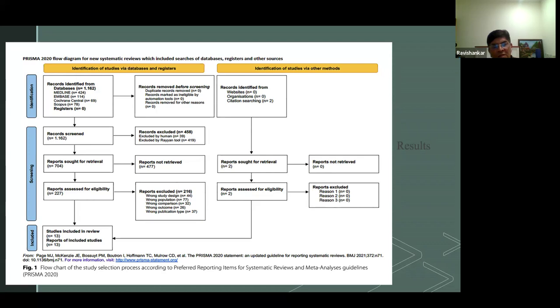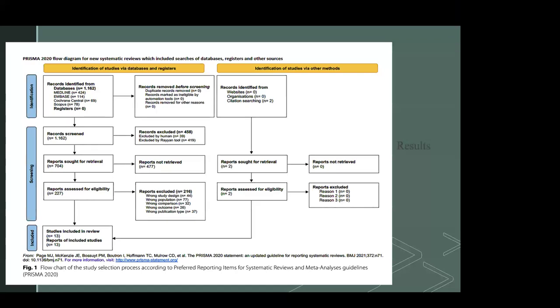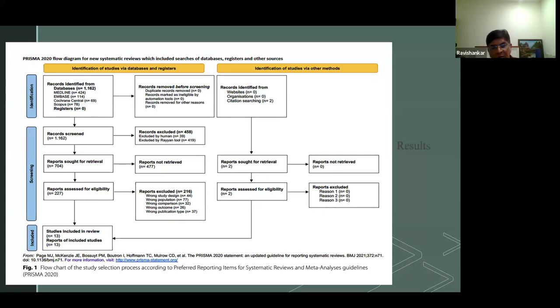No, you're wrong. 6,900 in the treatment group, 6,700 in the control group. Total 13,000. Yes, sir. They were almost similar. Similar numbers. Yes.